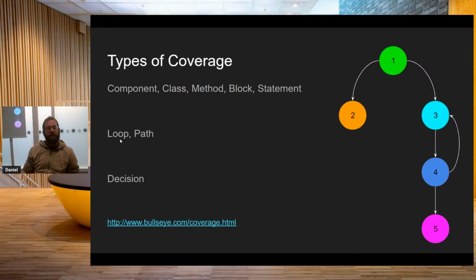Okay, we have loop coverage. We already covered that, and path coverage. We also have decision coverage. A decision is like an if statement or a control statement where the code is divided into different paths. So decision coverage means that you are going into the if statement, and you're also not going into the if statement.